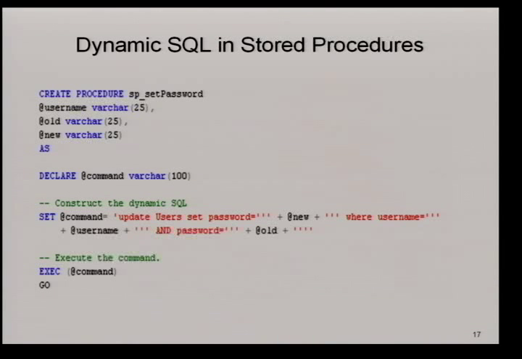Now that we know how to form good SQL statements, let's look at this example. I have the stored proc sp_set_password, which takes 3 arguments: username, old password, new password, and I have a local variable, add command, and then I'm constructing the dynamic SQL statement here. UPDATE users SET password equals single quote, here's the new password, WHERE username equals, again, username, and password equals the old password.